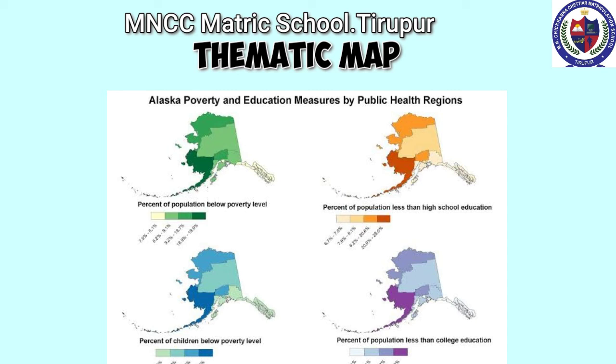Thematic map. A thematic map is a map that focuses on a specific theme or subject area, such as physical phenomena like temperature, rainfall distribution, population density, etc. Thematic maps also emphasize human issues like population density or prevalence of any disease.